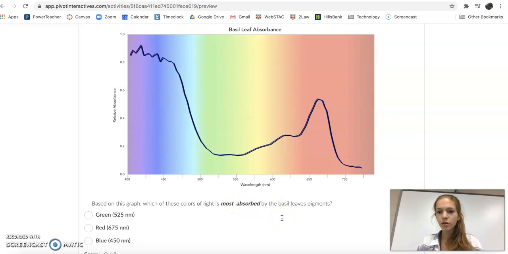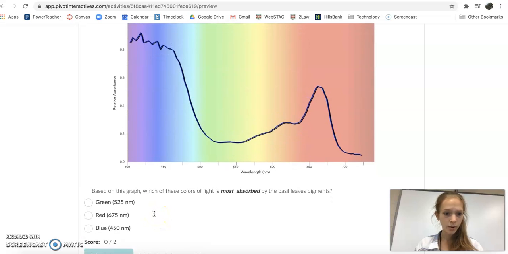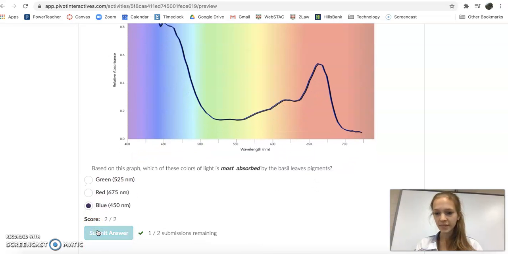So this is pretty intuitive to look at this graph. If we've got a really high data point up here, we've got a lot of absorbance. If it's low, like down here in this green light, it's low absorbance. So what color is most absorbed? I don't know what these are called in fancy terms, but that looks purple to me, right? Well, purple isn't an option. So if I'm choosing between green down here, red about there, and blue, I'm clicking blue. Let's see if I'm right. Nailed it. Okay.